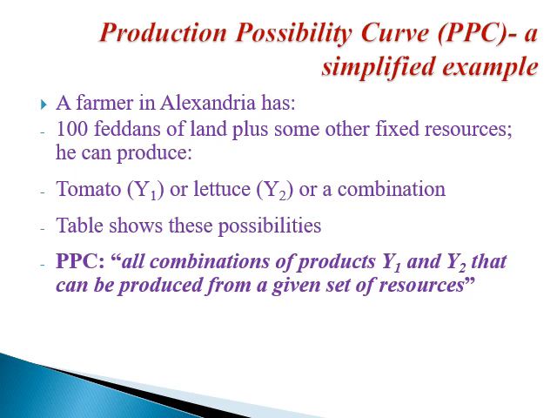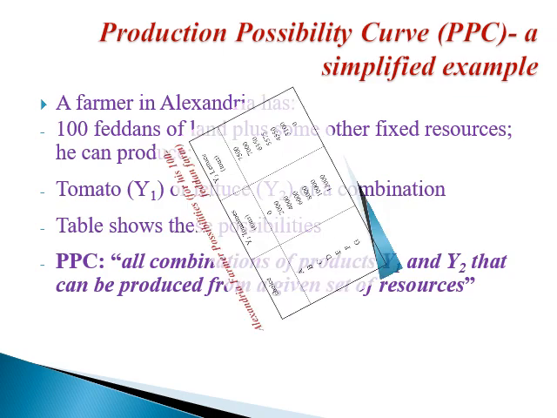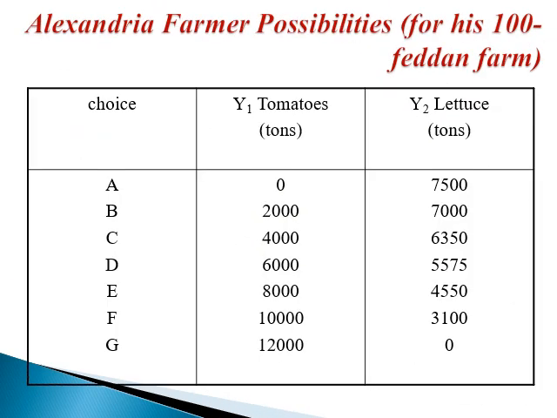Okay, this is the definition of the production possibility curve, or the production possibility frontier. What are all the combinations of Y1 and Y2 that I can produce given the inputs or the resources I have? And remember, in our story, I can either produce tomatoes only or lettuce only. It applies to the story. And let us look at that. He gives you here a numerical example.